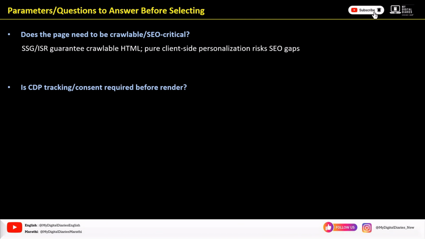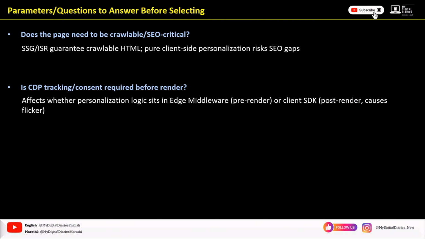Question 7. Is CDP tracking or consent required before rendering? This affects where your personalization logic lives, in edge middleware, meaning pre-render, or in a client SDK, meaning post-render. And here is a trade-off. Client SDK approaches can cause flicker, since personalization kicks in after the page has already painted.